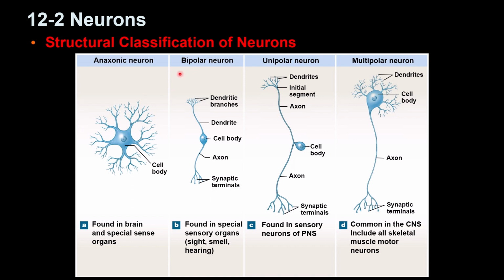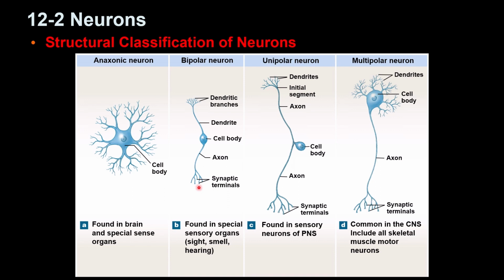The second one is called bipolar neurons, and it has one dendrite. So it's small, that's connected to the cell body, and then there is a short axon. This is found in the special senses, and when we get to the special senses, I will remind you at that time.